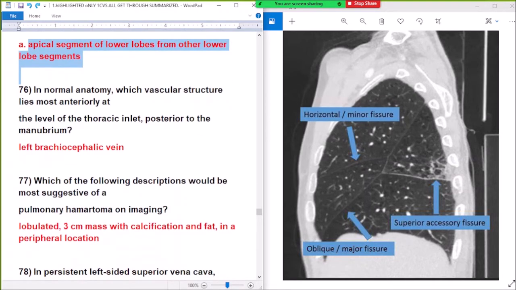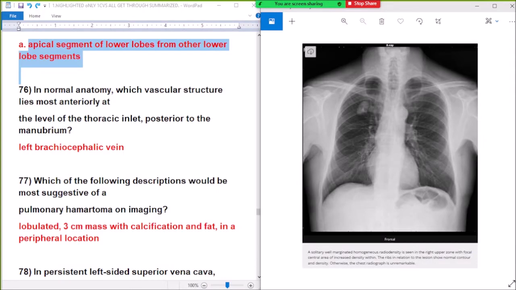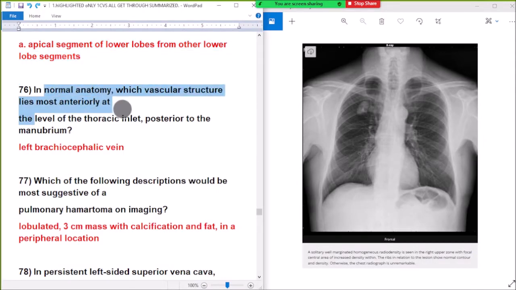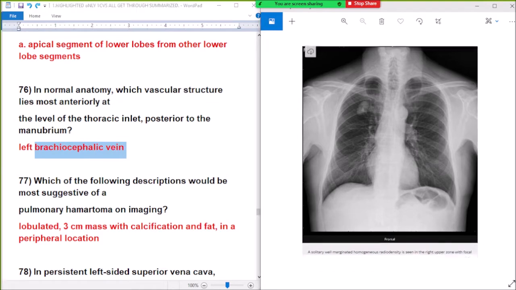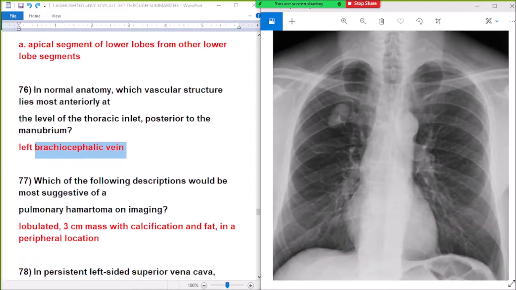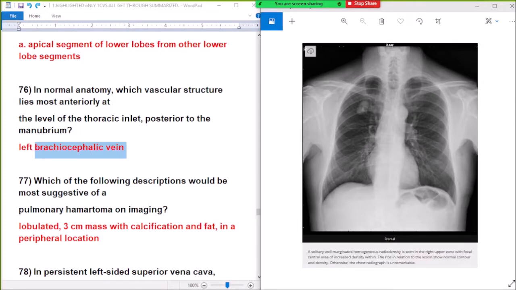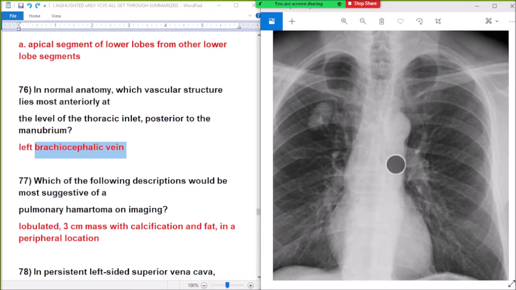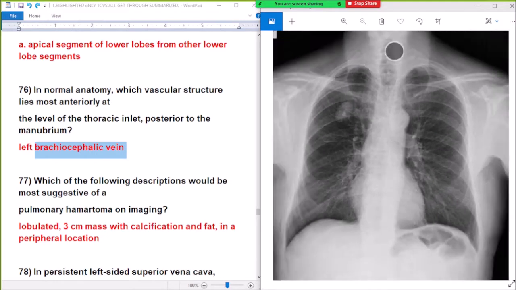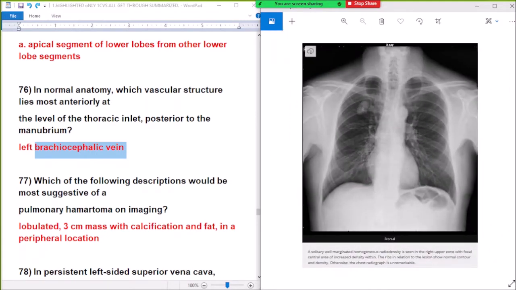Question 76. In normal anatomy, which vascular structure lies most anteriorly at the level of the thoracic inlet, posterior to the manubrium? Left brachiocephalic vein. Remember, like this, the heart is in the center, so above at the center will be the left brachiocephalic vein, at the level of the thoracic inlet.